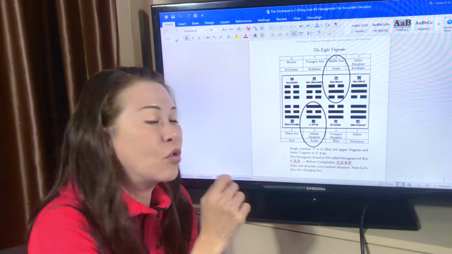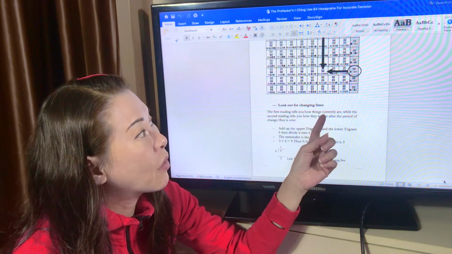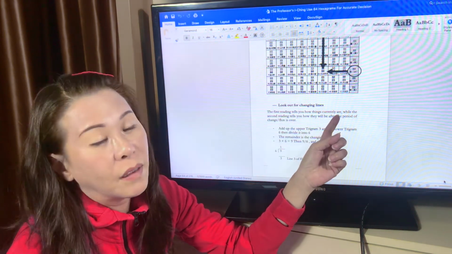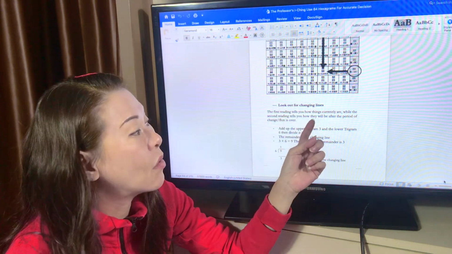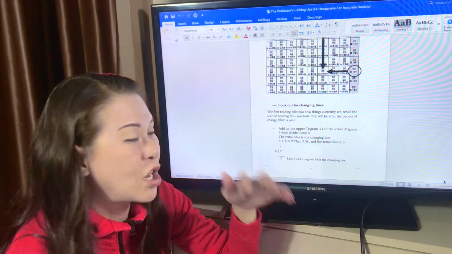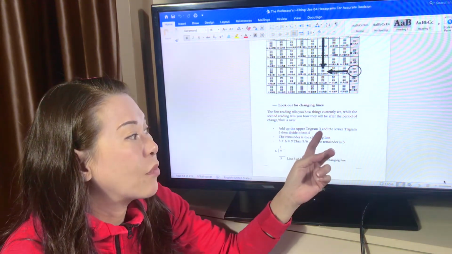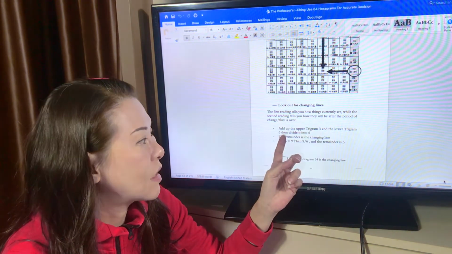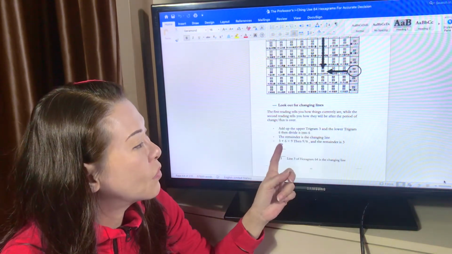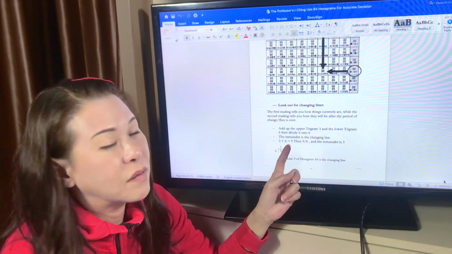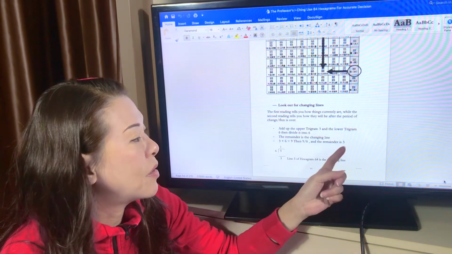Next you need to plot the changing line. The first reading tells you how things currently are. The second reading will tell you how they will be after the period of change. How do you look for the changing line? You add up the upper trigram 3 and the lower trigram 6, then divide by 6. 3 plus 6 gives you 9, then you divide by 6, and the remainder is 3.